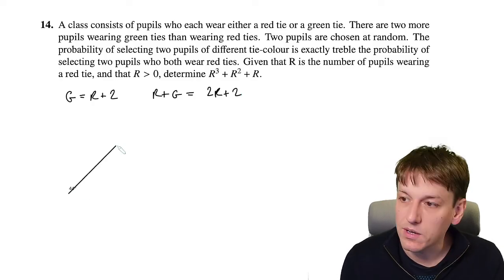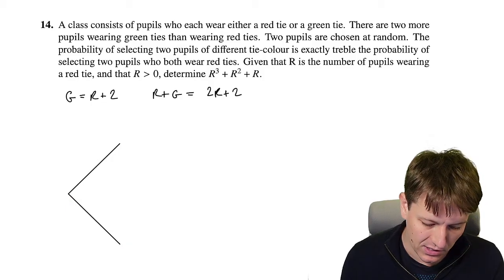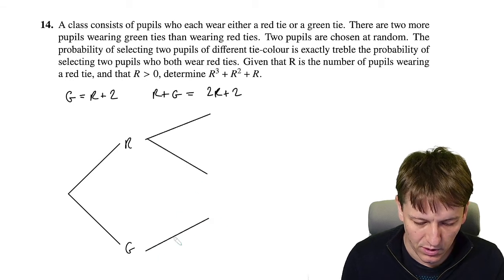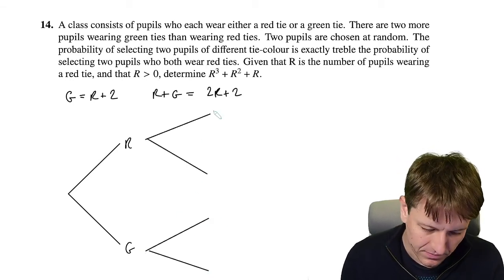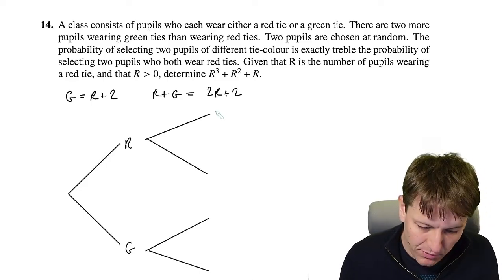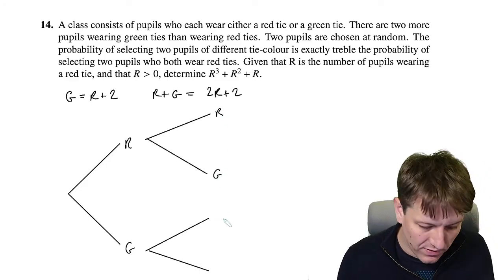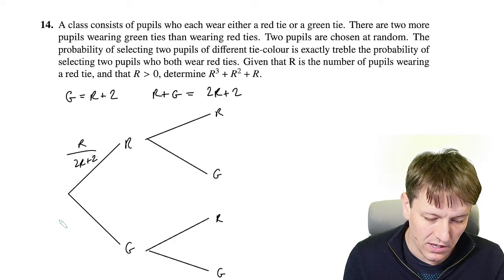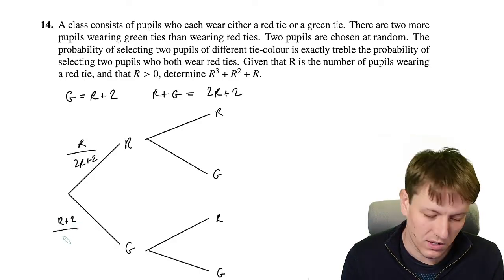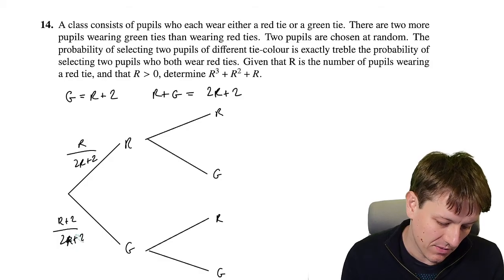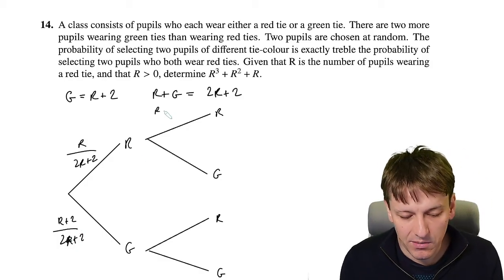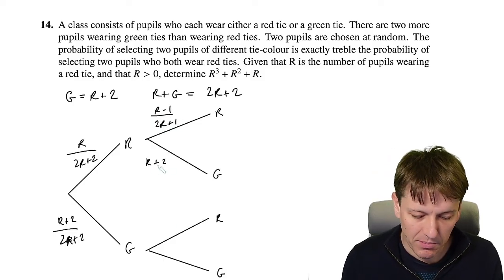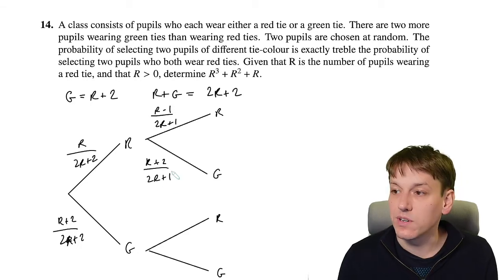We're going to pick 2 pupils at random, so we've got a kind of classic tree diagram situation here where I can have red and green on the first layer and also on the second layer. So if we write down the probabilities, to begin with, we've got the probability of picking someone with a red tie being R over 2R plus 2, and of a green tie being R plus 2 over 2R plus 2. Once I pick someone who's wearing a red tie, there's only R minus 1 people with red ties left, and only 2R plus 1 left in total, but there are still R plus 2 with green ties out of 2R plus 1 in total.